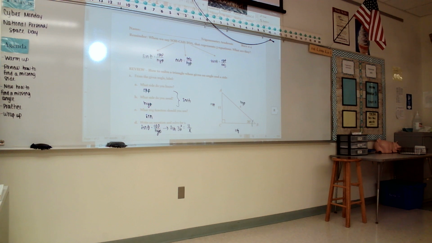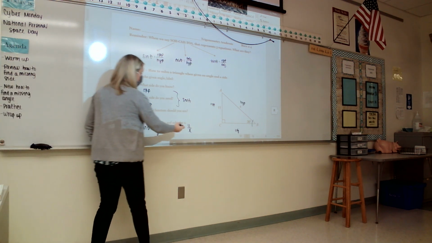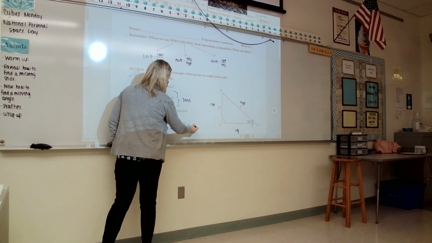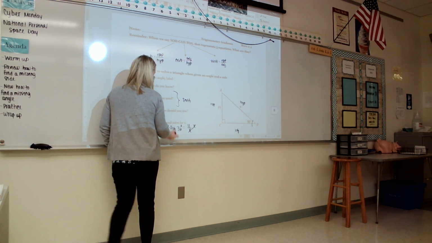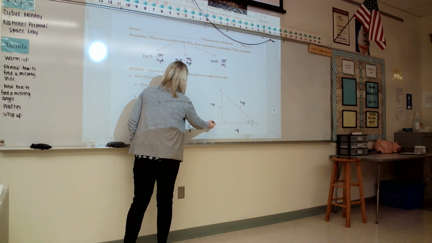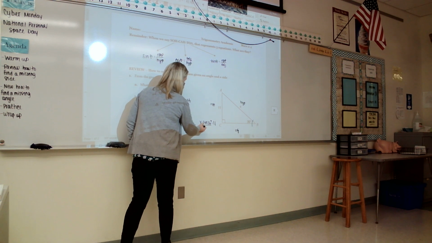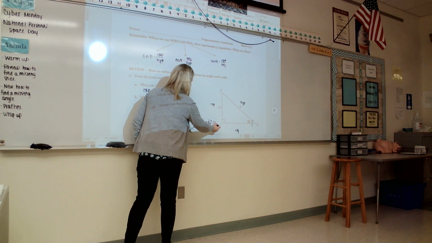I do have to do 2 steps to solve it. Remember, you multiply by what's in the denominator, so I'm going to multiply by x. I end up with this. And then I want x by itself, out of the fraction, so I'm going to divide by sine of 36.